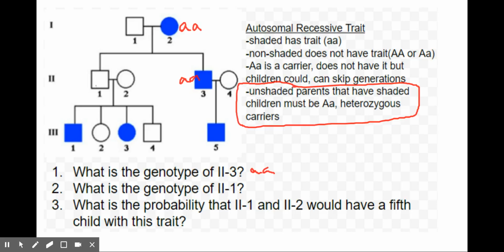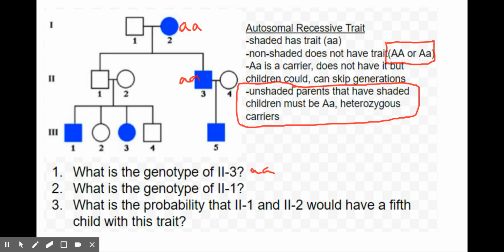2-1 right here does not have the trait. Therefore, it could be either of these, and we need to try and figure out which one it is. Is it a carrier or is it homozygous? So, how can we figure that out? From here, we can look downstream.